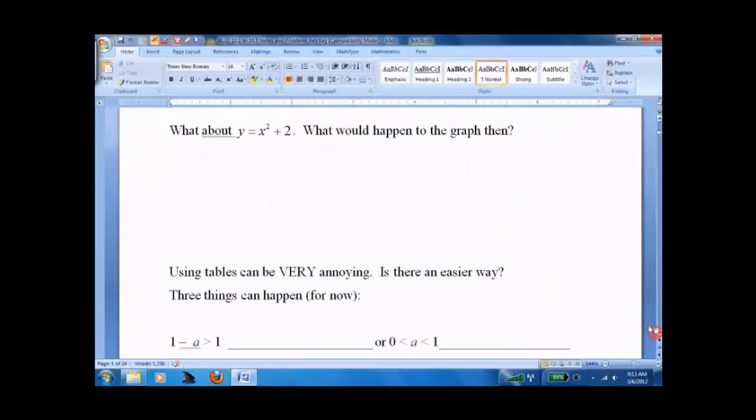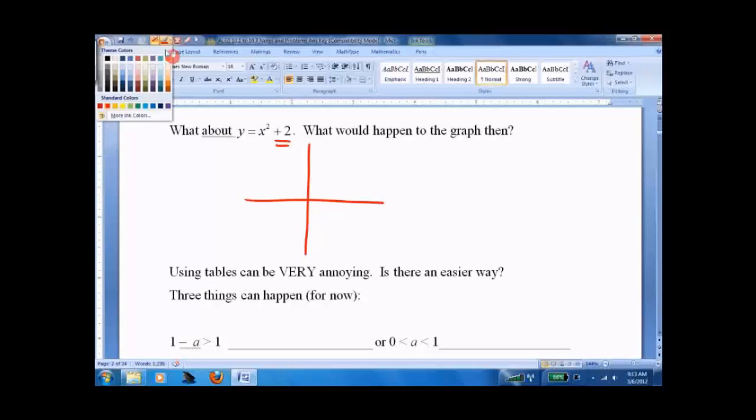So, moving to the next page. We showed you a few things that happened there, and I'll tighten them up in a minute, but what if there's a +2 hanging out here at the end? Now I'm going to be really lazy. Put the parent graph in like this.